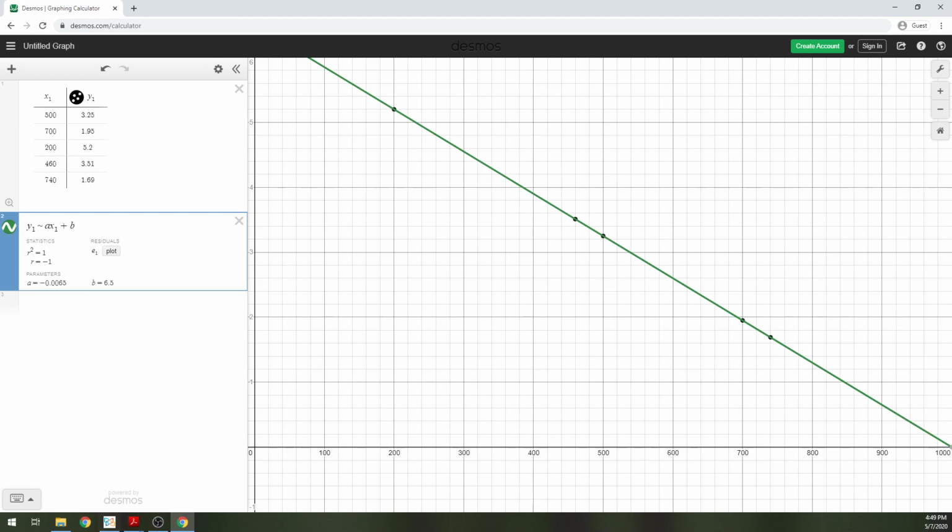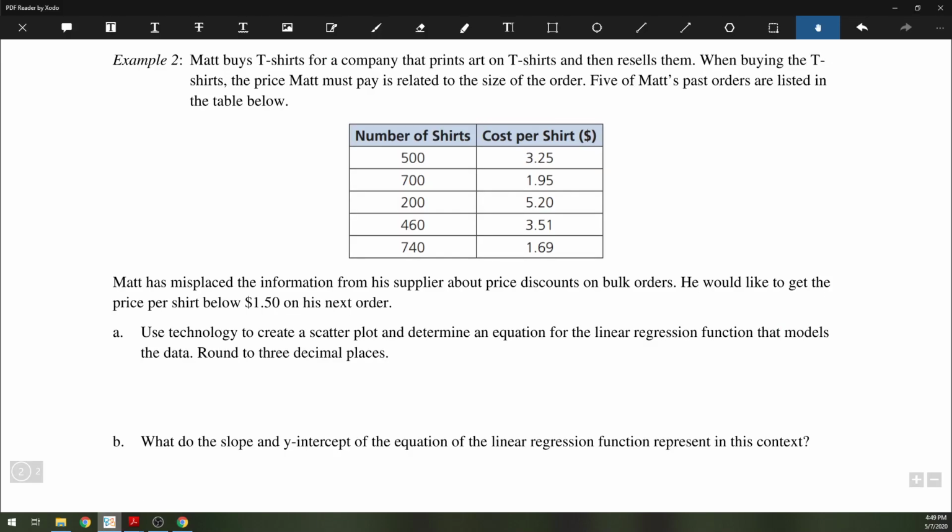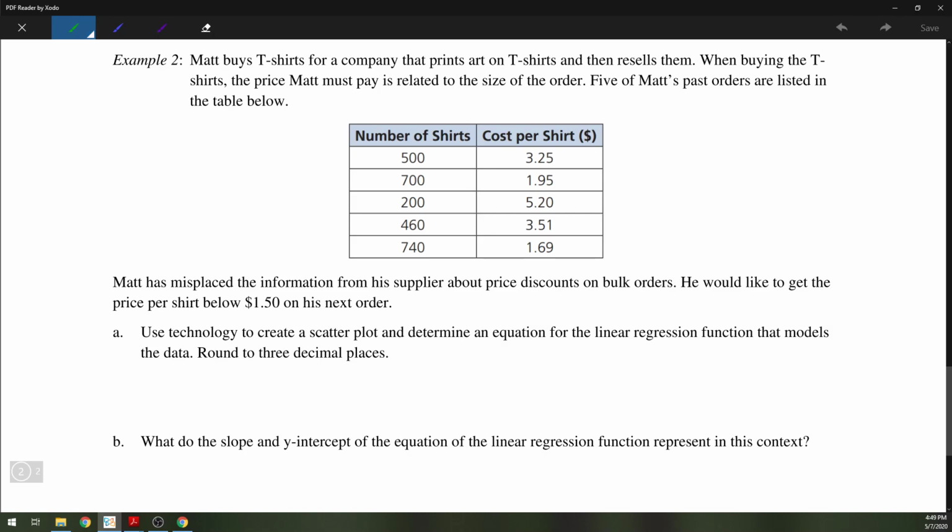So let's go back to the function. We have the a value is negative 0.0065 and the b value is 6.5. So let's write that down, and we're also going to try to interpret what those two things mean. So here we have y = -0.0065x + 6.5. So we know already that x is the number of shirts, and that will tell us y, which is the cost per shirt.